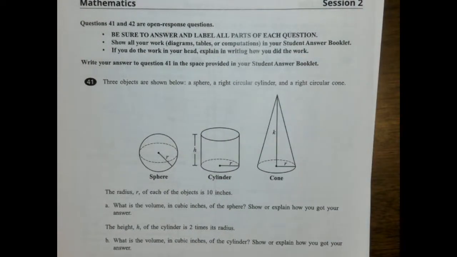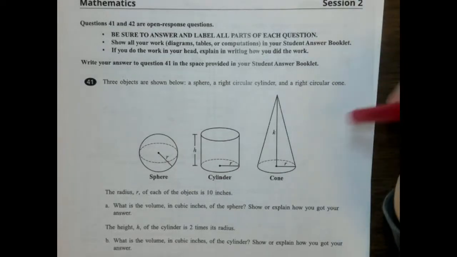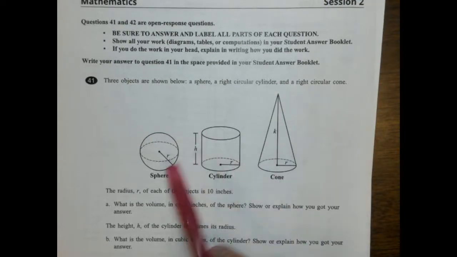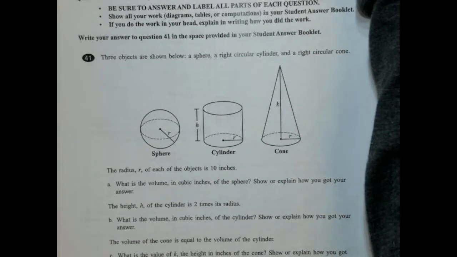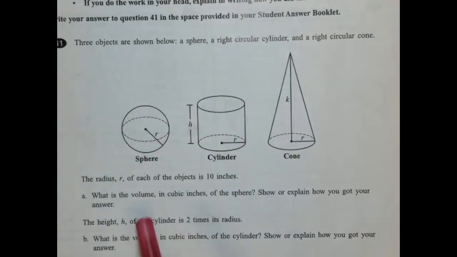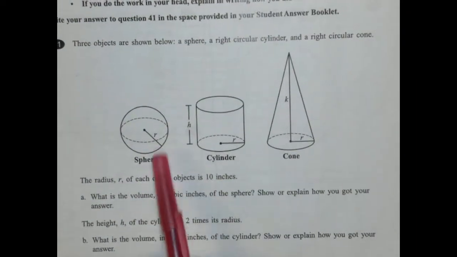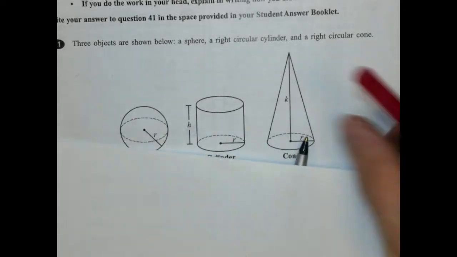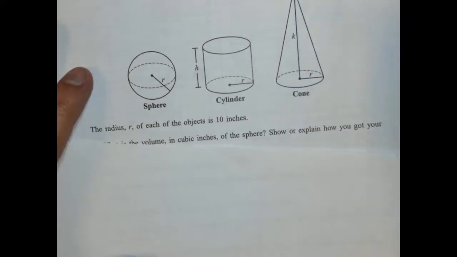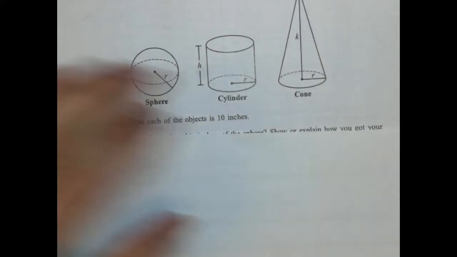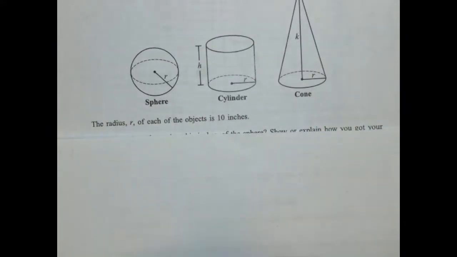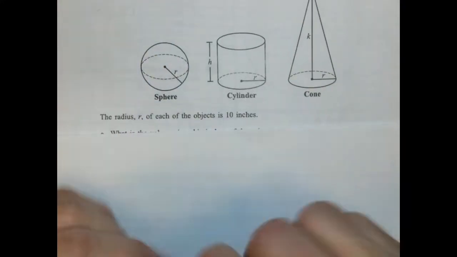Okay, so here we go. We've got three objects shown below: a sphere, a right circular cylinder, and a right circular cone, as we see here. Part A is asking, what is the volume in cubic inches of the sphere? Show or explain how you got your answer. We're going to calculate the volume of a sphere, and we're told the radius is 10 inches. This is a key piece of information right here.